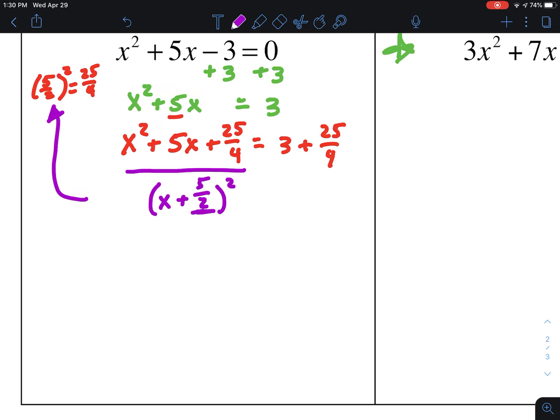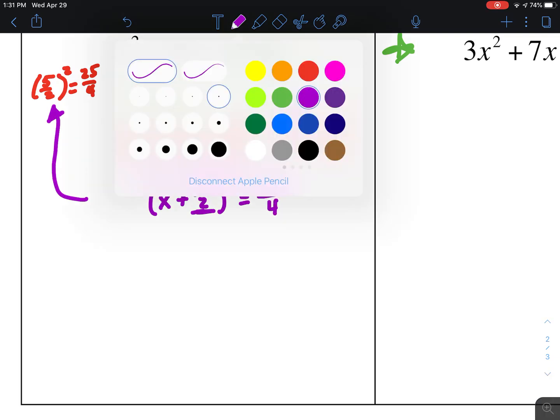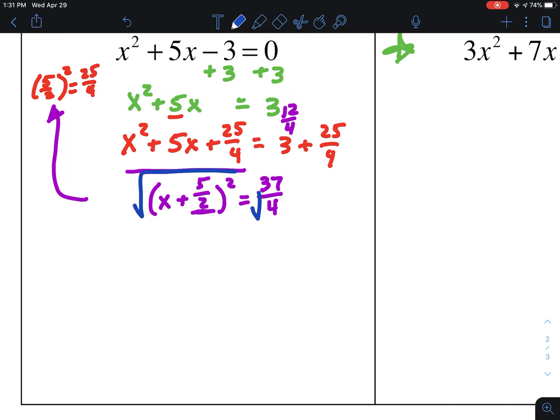So x plus 5 halves, that quantity squared, is the binomial when we factor the PST. The only thing we have to do now is simplify the other side. So 3, I always like to have common denominators here, is the same thing as 12 fourths. So 12 fourths plus 25 fourths is 37 fourths. Aha. All right. Square root both sides.